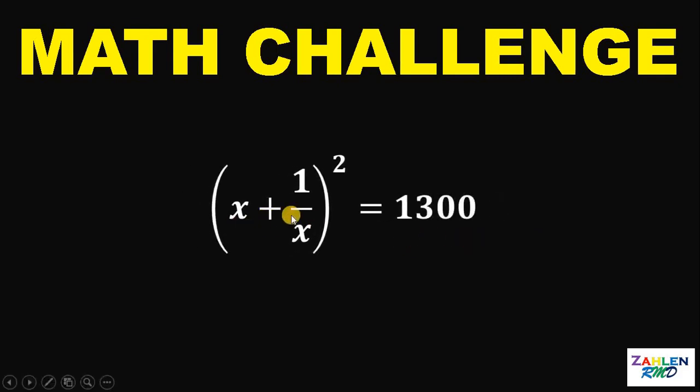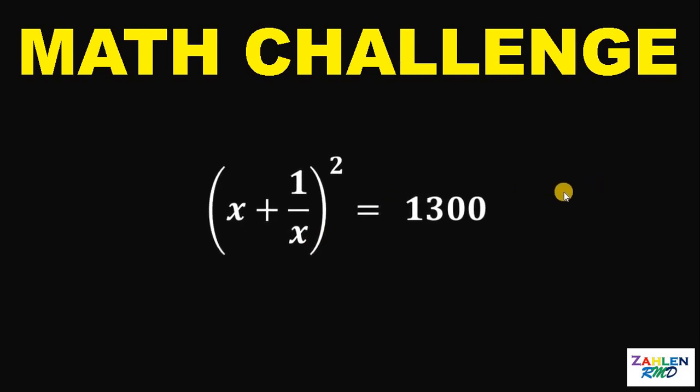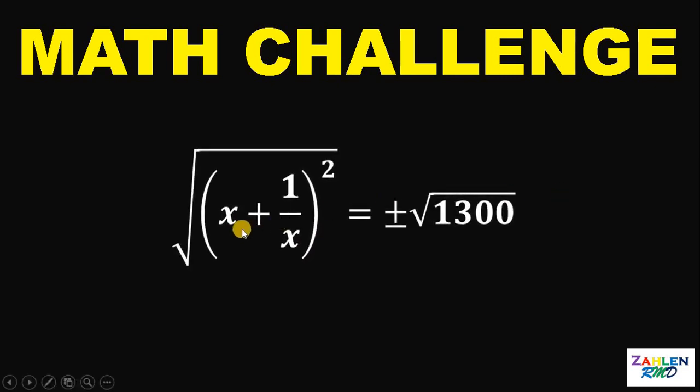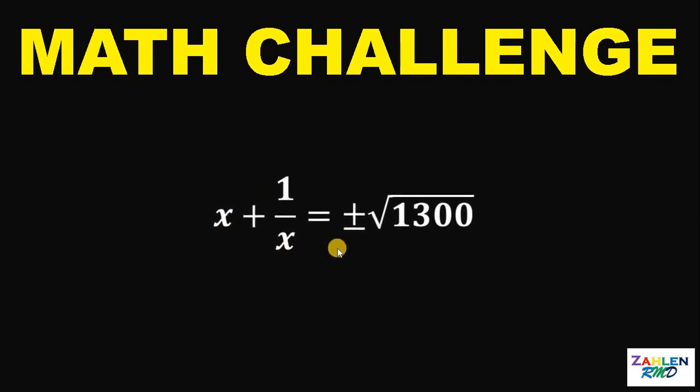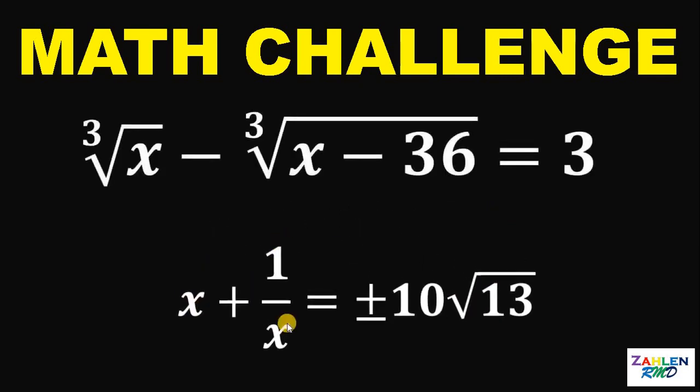And we want the value of x plus 1 over x. So, let's get the square root on both sides. Now, the left-hand side is just x plus 1 over x. And the right-hand side is just positive or negative square root of 1,300. Now, let's simplify. Square root of 1,300 is equivalent to 10 times square root of 13. Therefore, the value of x plus 1 over x given this equation is positive or negative 10 times square root of 13. And as always, we are done.